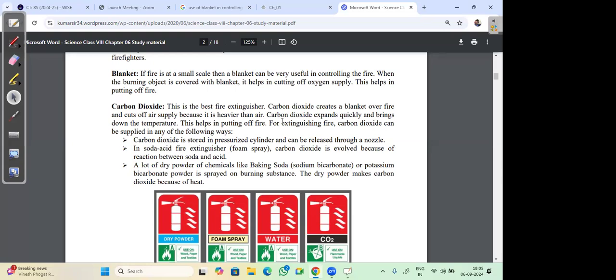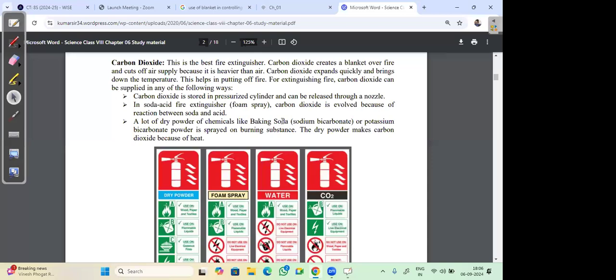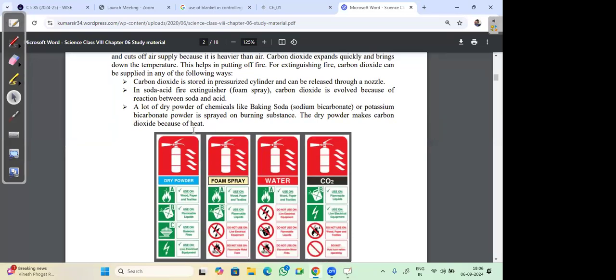These fire extinguishers are of different types. It can be a soda acid fire extinguisher, a foam spray, or a dry powder. Here you see four types of fire extinguishers: a dry powder fire extinguisher, a foam spray, water, and carbon dioxide. Carbon dioxide can be used everywhere, but it cannot be used on wood, paper, and textiles. Can you think of why?